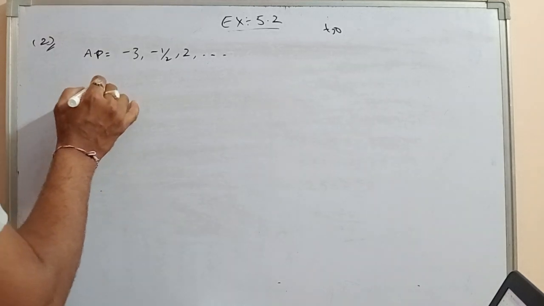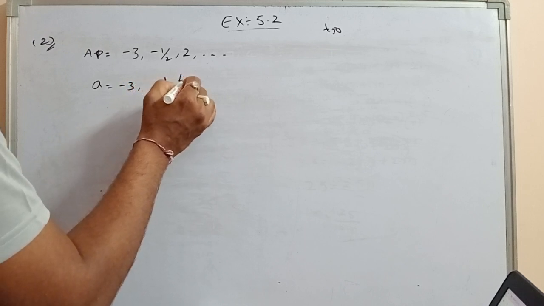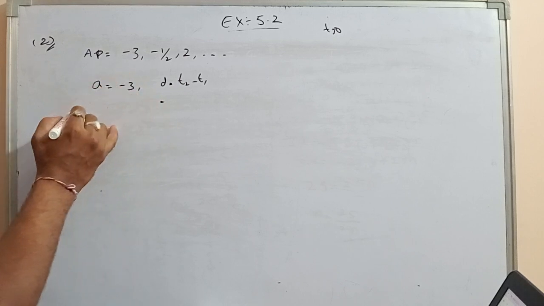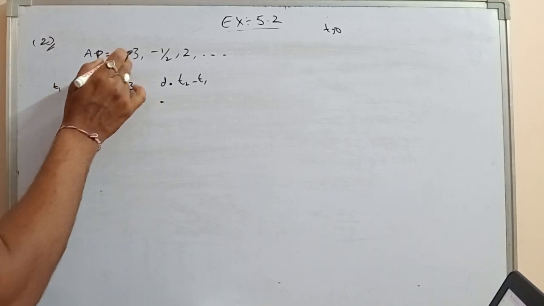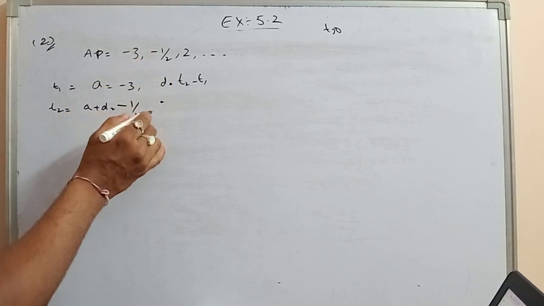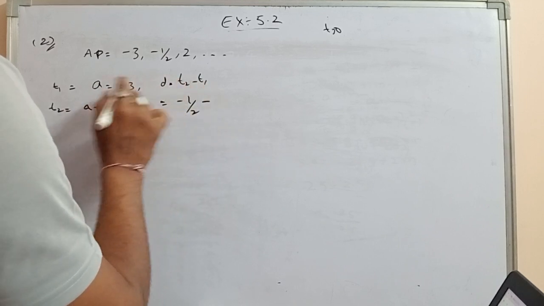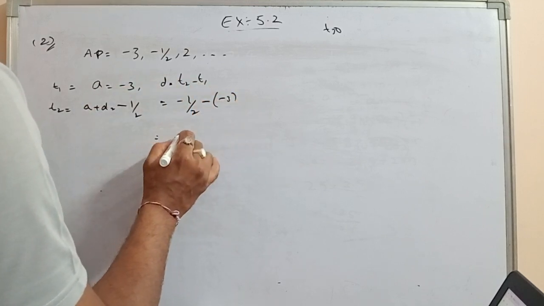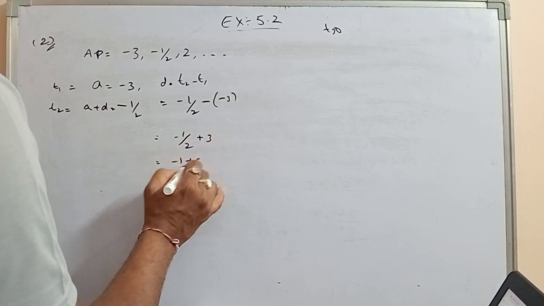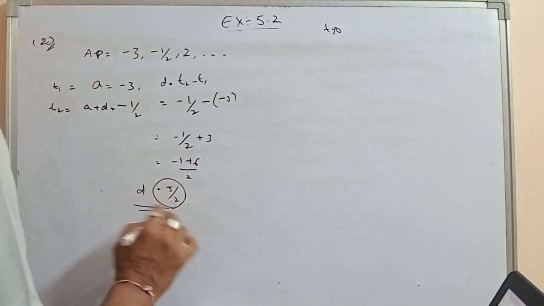Therefore A is equal to minus 3 and the common difference D is equal to T2 minus T1. T1 is equal to A, which is minus 3, and T2 is equal to A plus D, which is minus 1 by 2. So D is equal to T2 minus T1, minus 1 by 2 minus of minus 3, which is plus 3. So minus 1 plus 6 by 2 will be 5 by 2. So the common difference will be 5 by 2.